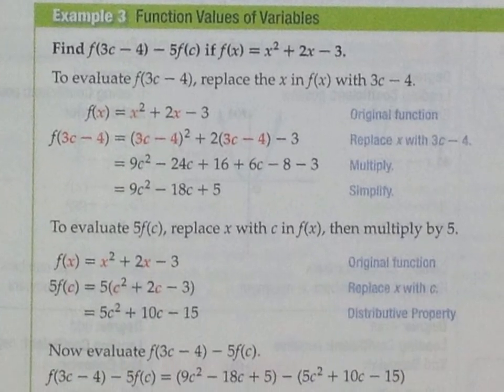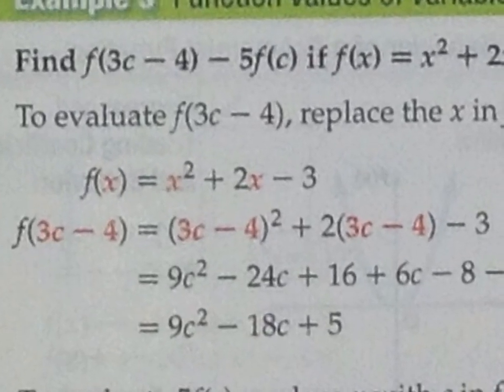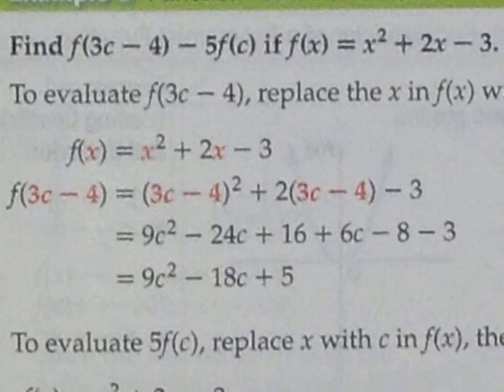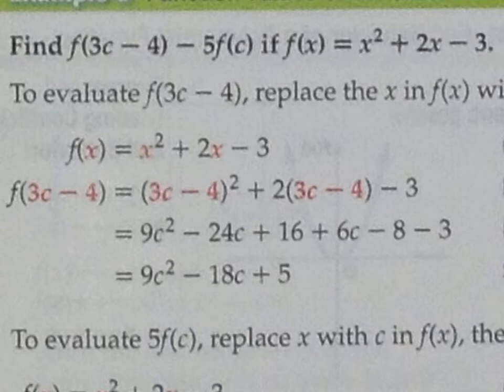Example 3 on page 323. It says, find f of 3c minus 4 if f of x is x squared plus 2x minus 3. So ladies and gentlemen, what if this said, and not only that, it has a minus 5 times f of c. Now let's just focus in on this guy right here.